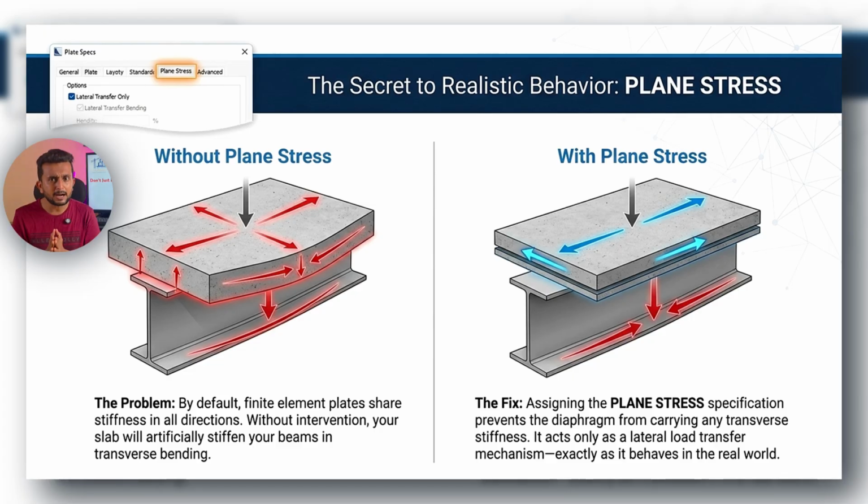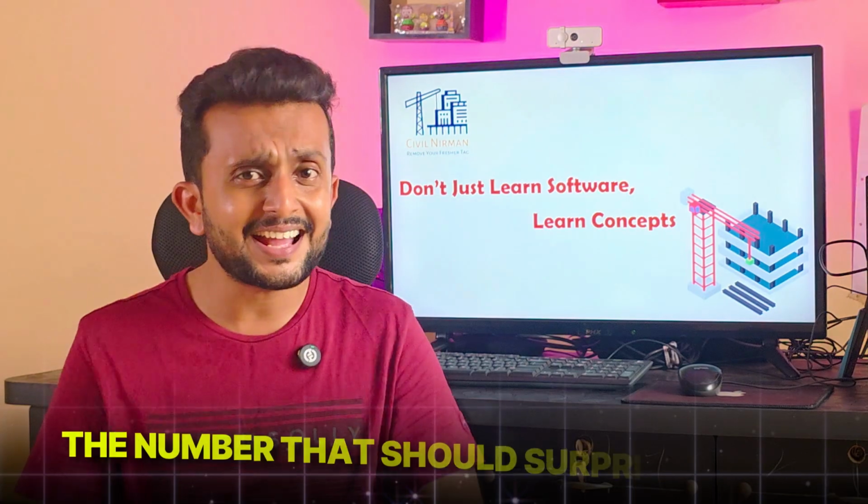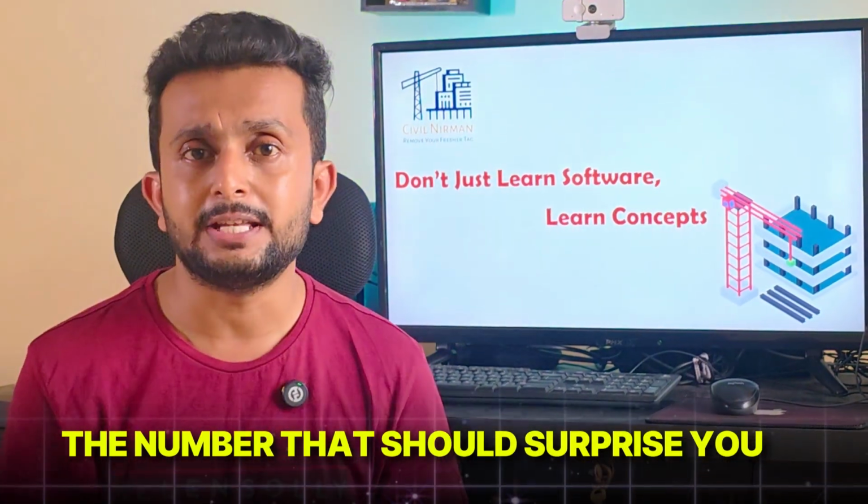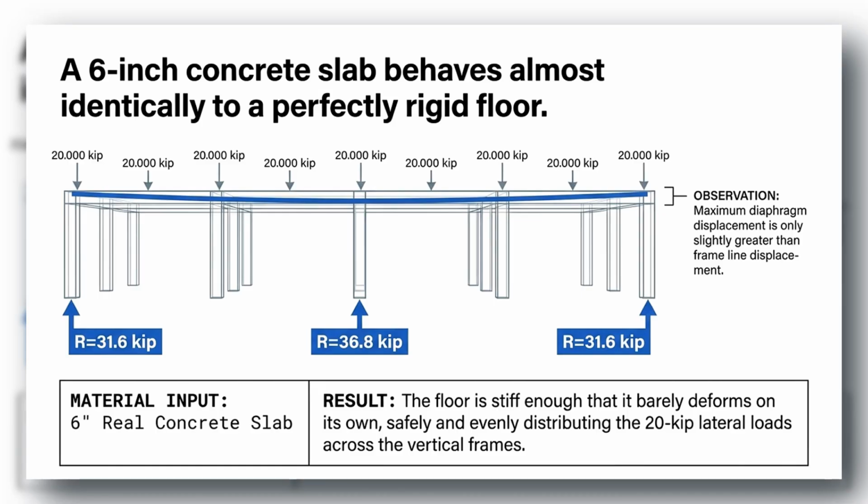And remember from part 2, the FZ release on the beam still applies here too, so the beams do not carry weak axis bending that belongs to the diaphragm. And here are the numbers that should surprise you. So we have modeled that same floor as a real 6-inch concrete slab, and look at the results.